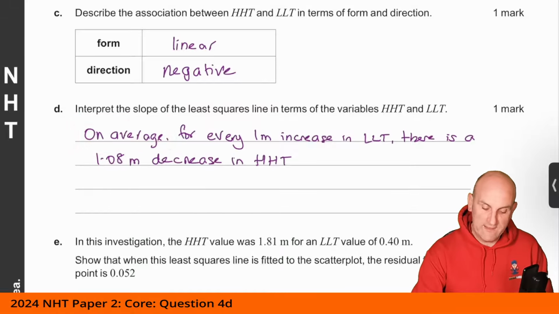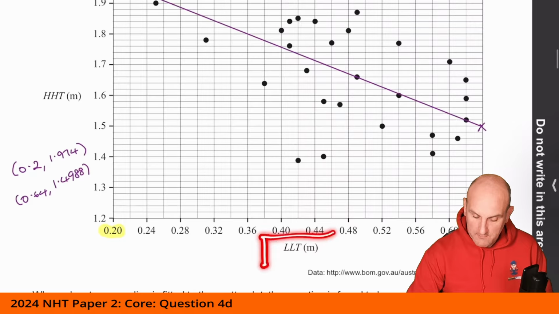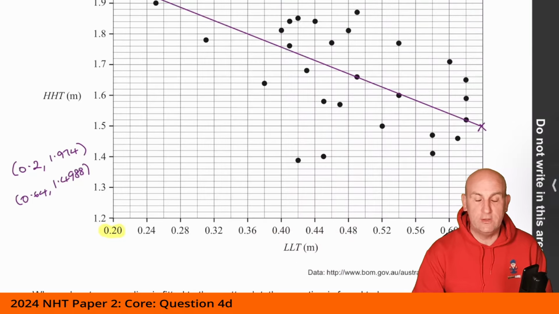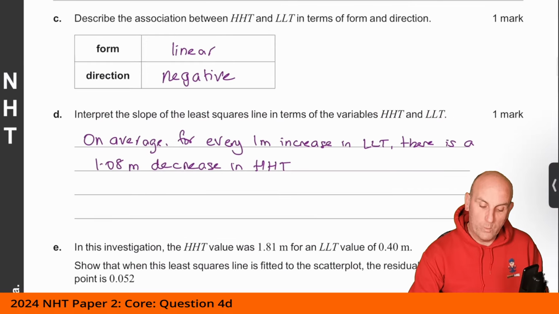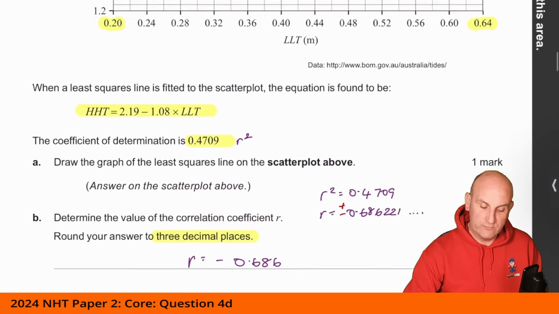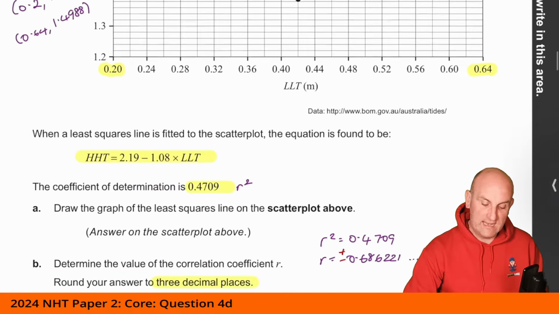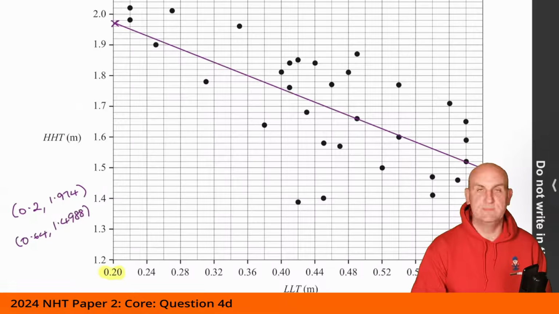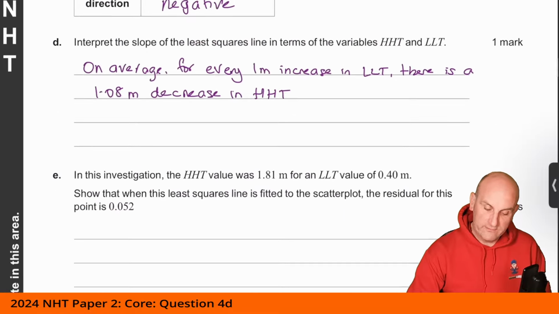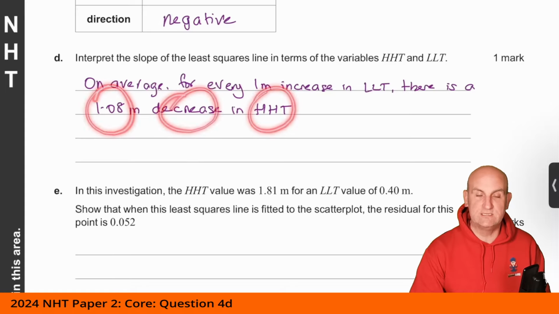Again, just write it. For every 1 meter increase. Now, how on earth do I know that it's 1 meter? Because my LLT is given in meters and the increase is always 1. Not decimals. Don't worry about decimals. That is always 1. So for every 1 meter increase in LLT, there is a 1.08 meter decrease. Where do we get that from? It is here. Minus is the decrease, 1.08. And again, how do we know the units? Because HHT is measured in meters. So all of that there is required for the 1 mark. The on average, 1 meter increase in LLT, there is a 1.08 meter decrease in HHT, all of that for 1 mark.